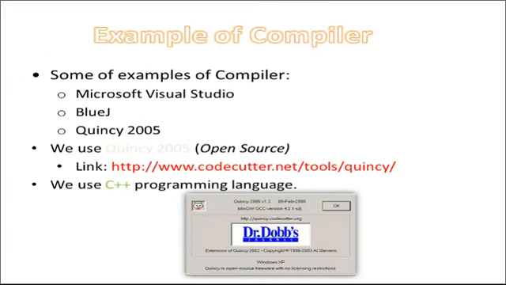The examples of a compiler are Microsoft Visual Studio, BlueJ, Quincy. Most of the high-level language programs have compilers. These compilers will convert the high-level language program into machine language.